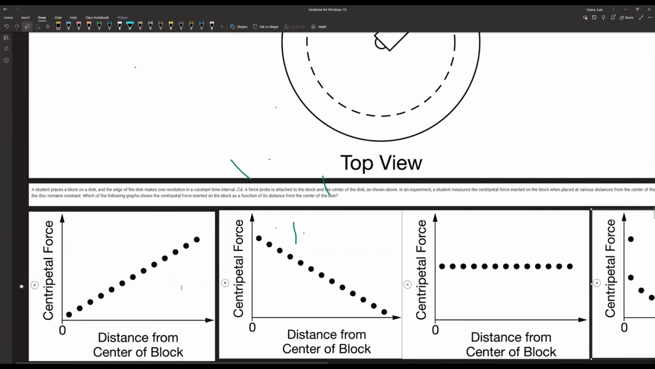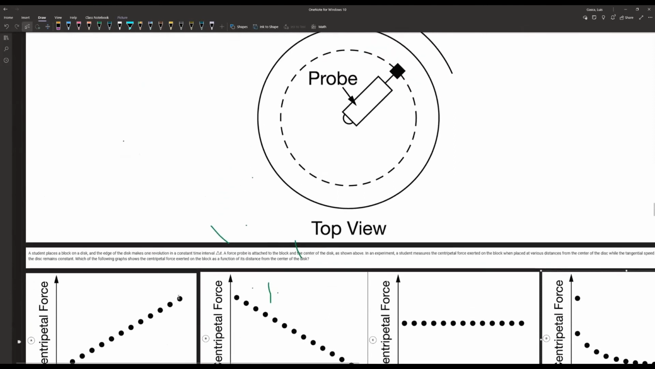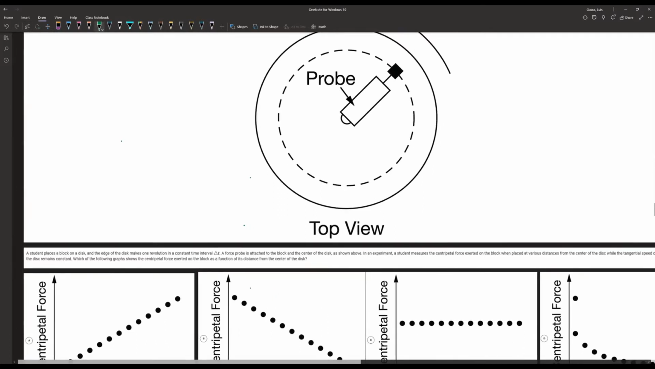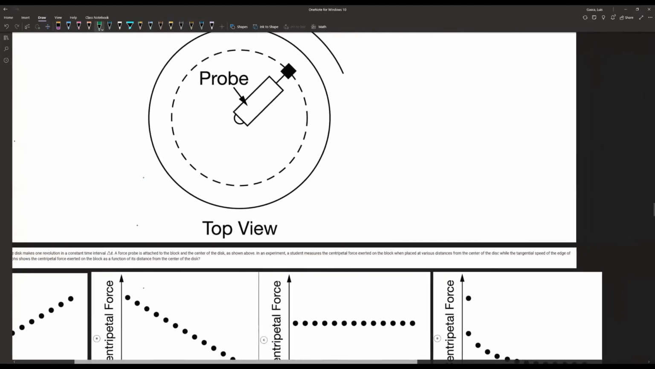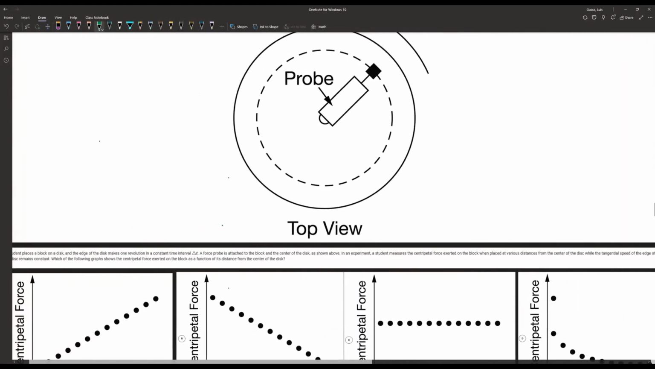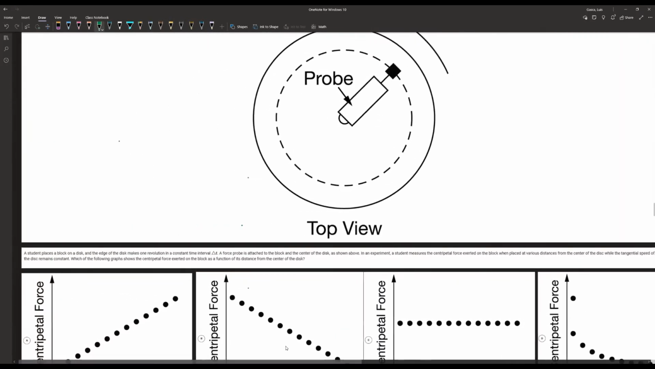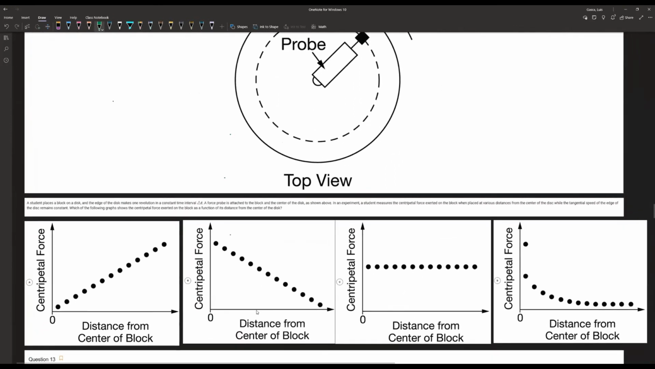So it sounds to me like we're going to keep... we have to be careful with their wording here because this could be a gotcha. The tangential speed of the edge of the disk remains constant. Okay. I think I'm picking up what they're putting down. Let's go ahead and do a poll.